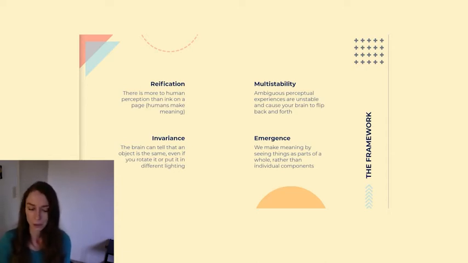And then the last principle in this framework is emergence. Basically, the idea here is that we make meaning by seeing things as parts of a whole rather than just seeing them as parts. So there's a big relationship between reification and emergence. Again, the idea is that you're not just going to be looking at the actual representation. You're going to try and make meaning out of it, and you're going to make meaning out of that representation by grouping the elements together.